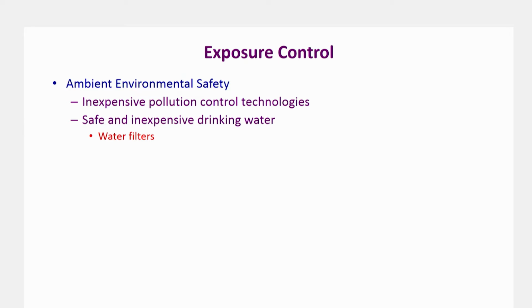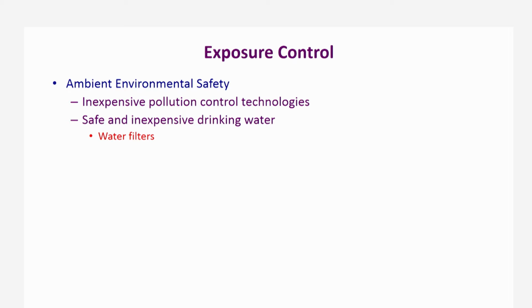In ambient environmental safety, what people look for is inexpensive pollution control technologies. For example, water filters. One of the main concerns is that we drink water and we do not know if it is safe. Many of us do not drink tap water. In general, in the last 20 years or so, I have not seen people drinking tap water, because they are not sure if it is clean, for various reasons. Maybe it is clean and nobody wants to take the risk. So, we either have water filters, or we buy filtered water.